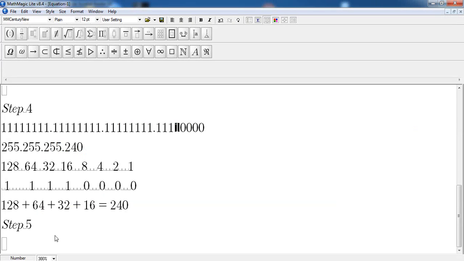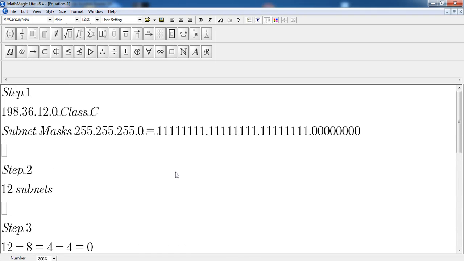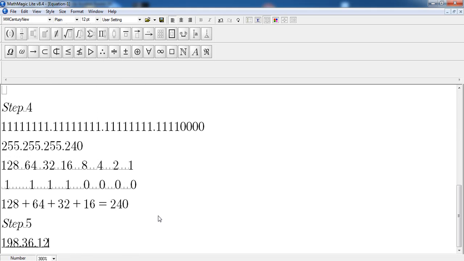Going back to our sample problem, our last one here actually represents 16. I'm talking about this one because there are 4 ones. So the last part is 16. If we try to list everything down, we still follow the first 3 numbers of the original IP address, 198.36.12. Again, the .0 is not a valid subnet.